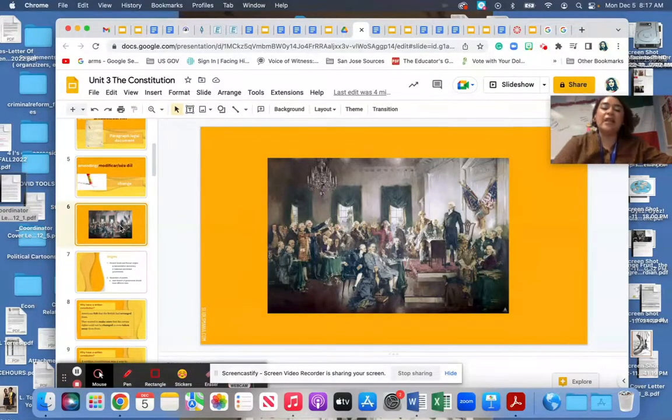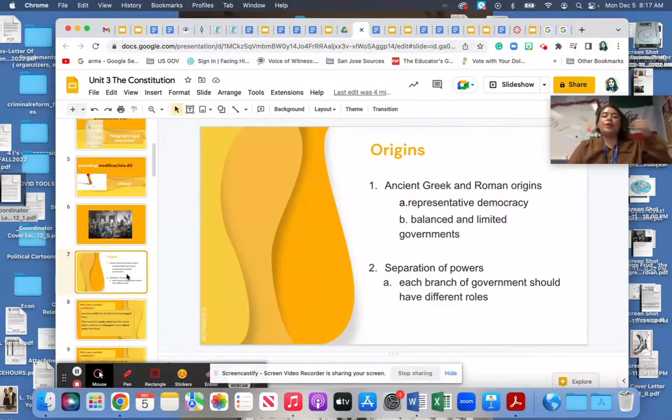All right, let's begin. The Constitution. So where did it come from? Well, it came from the ancient Greeks. Ancient Greeks were one of the very first societies that had a democracy. They had balanced and limited governments, including separation of powers, meaning that each government had different roles. They didn't only have one person have the whole power in the government.